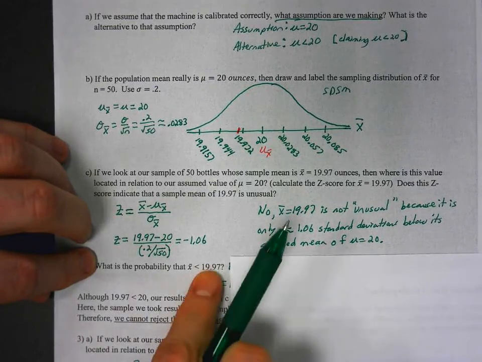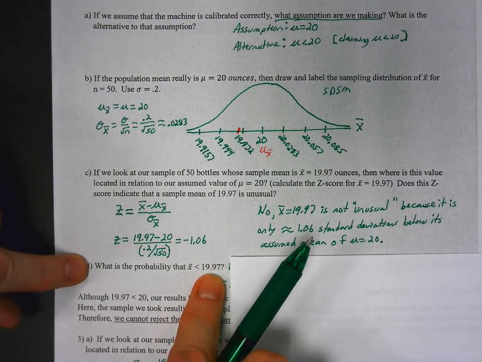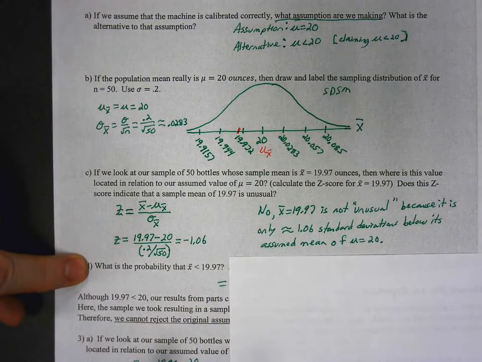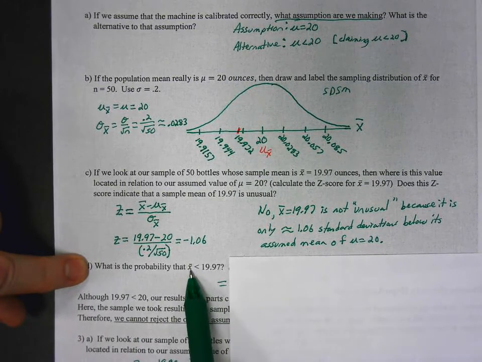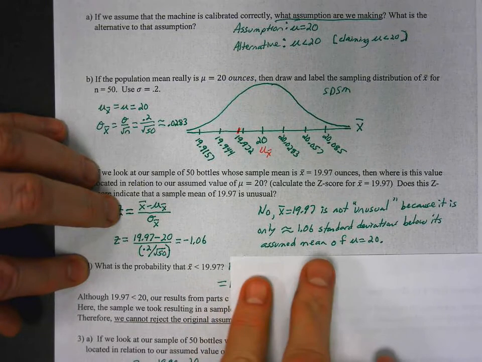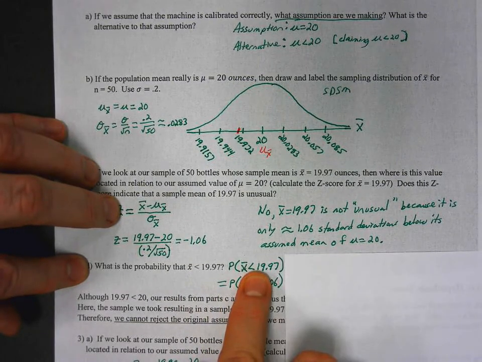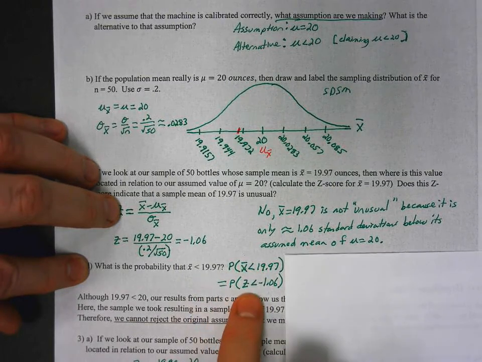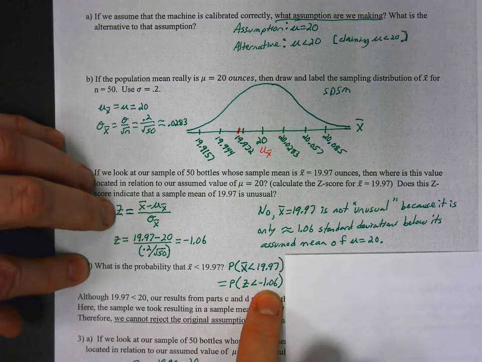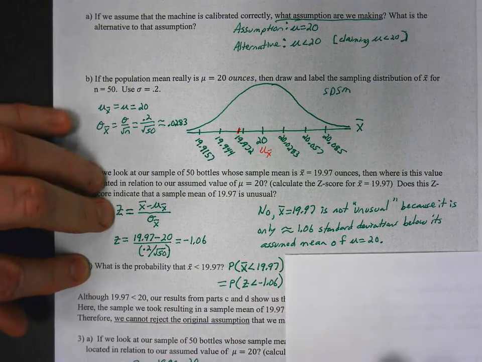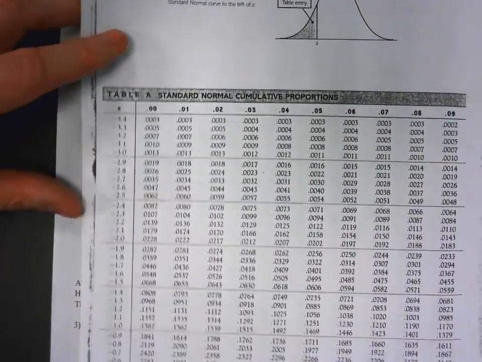Well, the probability that x bar is less than 19.97, again, we're going to look at probability on a normal curve, which means we're using z-scores again. So we convert x bar into a z-score, which we already did. So the probability that x bar is less than 19.97 equals the probability that z is less than negative 1.06. And that is where we use our tables and look up negative 1.06.